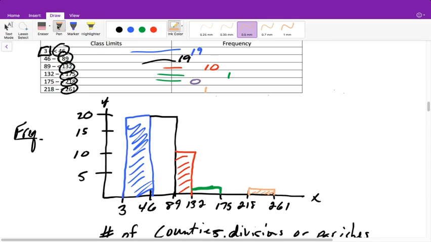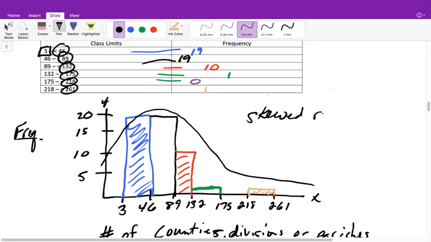And then it says describe the shape. So there's our frequency histogram, our shape. If you see, it's going to be skewed right, or positively skewed.